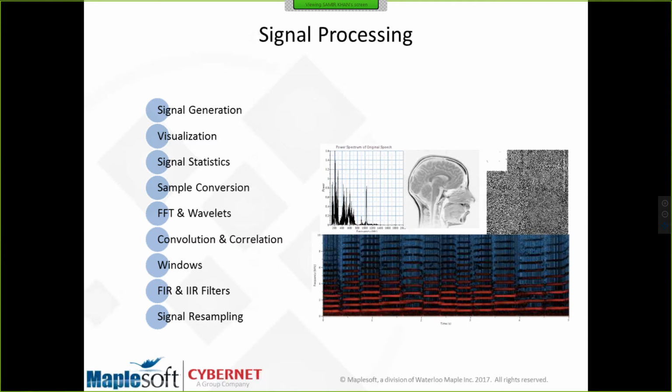So in terms of signal processing functionality in Maple, you can generate signals, you can visualize results through a range of plotting tools, including power spectrums, spectrograms, and also more basic plots. You can calculate signal statistics, you can convert signals from one sample rate to another, you can perform FFTs, wavelet analysis, and there are various classes of wavelets. There are tools for numeric and symbolic convolution and correlation. There are various windowing functions. You can design FIR and IIR filters and more.